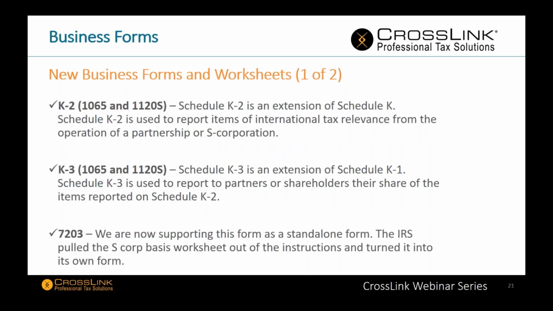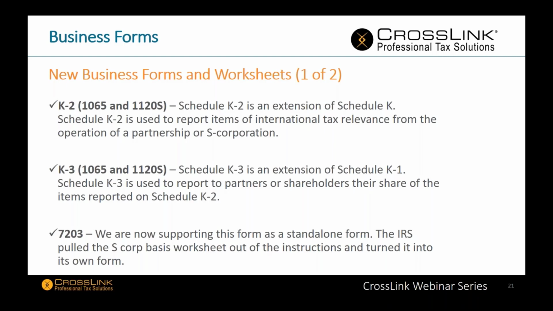Now let's take a look at some of the new business forms that we have, and some updated forms as well. Only 2 pages of this. So the Schedule K-2 is an extension. This applies to 1065s and 1120-Ss, your partnerships and S-corps. The Schedule K-2 is an extension of Schedule K. Schedule K-2 is used to report any items of international tax relevance from the operation of a partnership or S-corp.